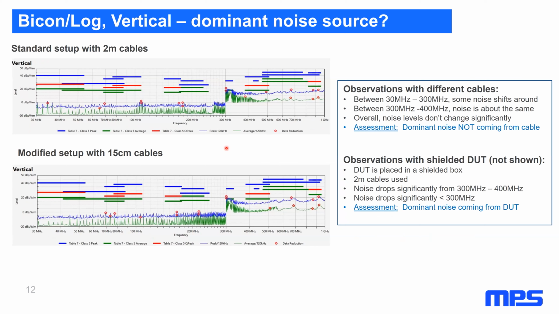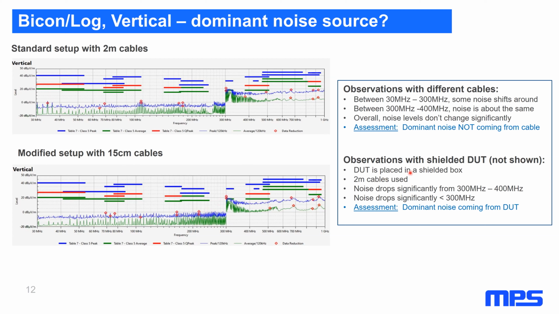Then when I move to the higher frequencies and do my measurements with the Bicon and log antennas, I perform similar experiments. I start off with my 2-meter cables to make my initial measurement. Then I reduce it to a much shorter cable, and what you see here doesn't look very different. It looks nearly identical. You can see that some of the noise shifts around a little in some of these frequency ranges due to the different cable length, but the level of the noise isn't really getting higher or lower. So it doesn't really change much.